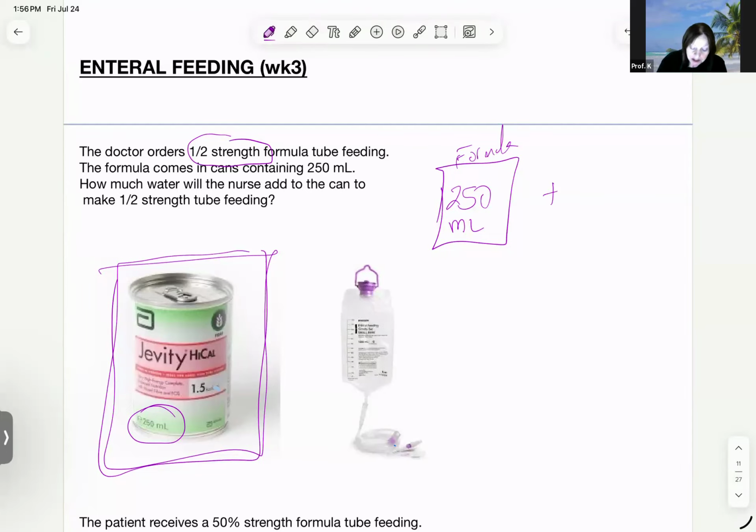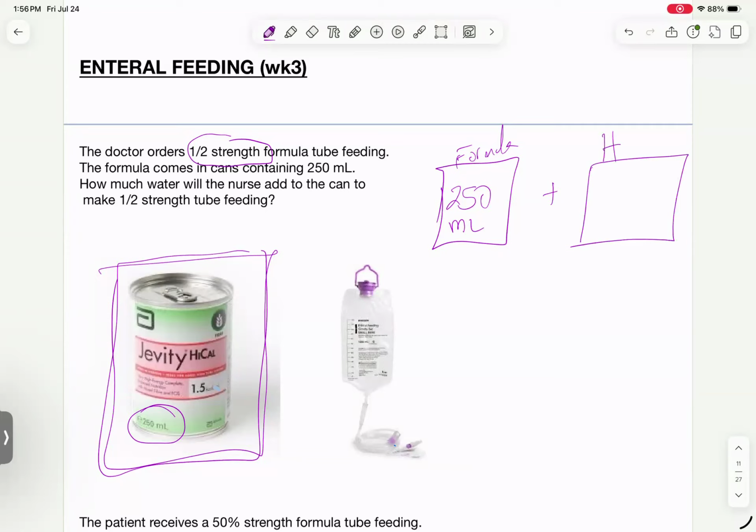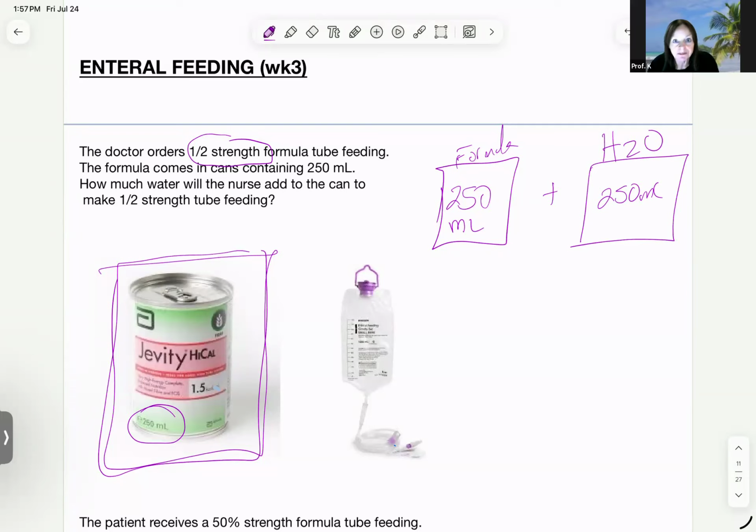So how much water does the nurse need to add? How much water does the nurse need to add to dilute it to half strength? 250 ml. Oh, I have to add 250 mLs to dilute it by half. And that's the answer. So the answer to this question, how much water will the nurse add, is 250 mLs.